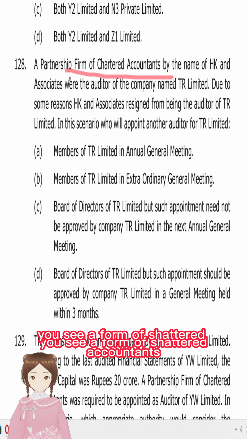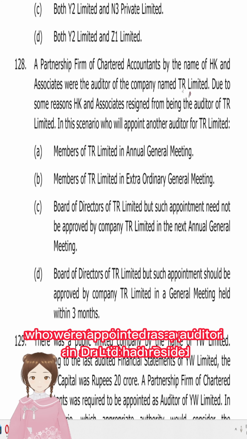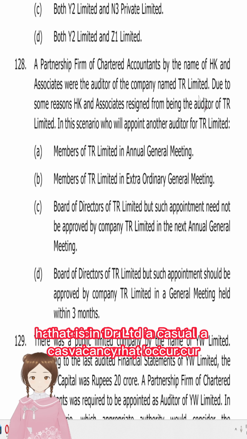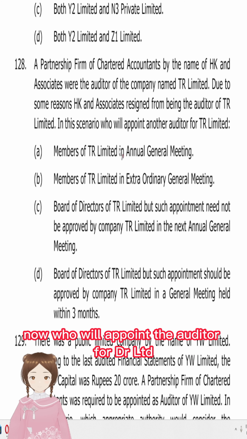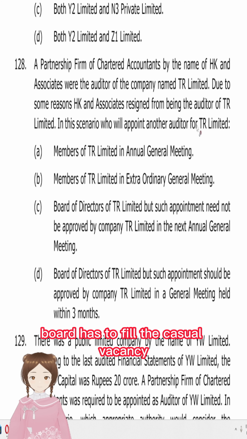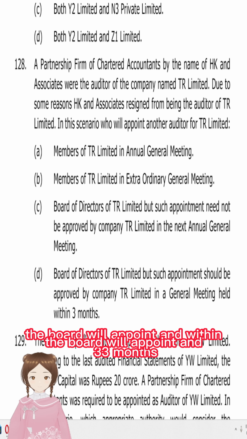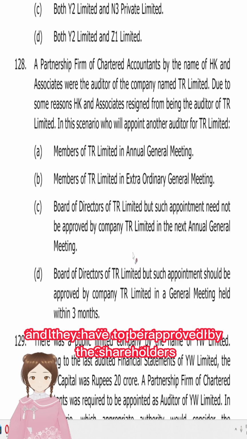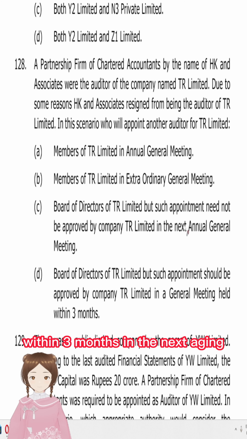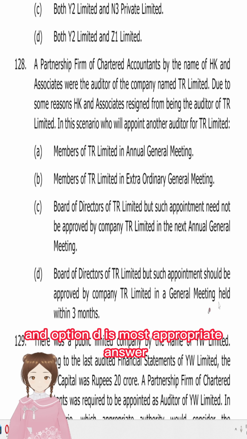You see, a firm of chartered accountants who were appointed as auditor in TR Limited had resigned. That is, in TR Limited, a casual vacancy had occurred. Now, who will appoint the auditor for TR Limited? Board has to fill the casual vacancy. So the board will appoint, and it has to be approved by the shareholders within 3 months in the next AGM. So option D stands here, right? Option D is the most appropriate answer.